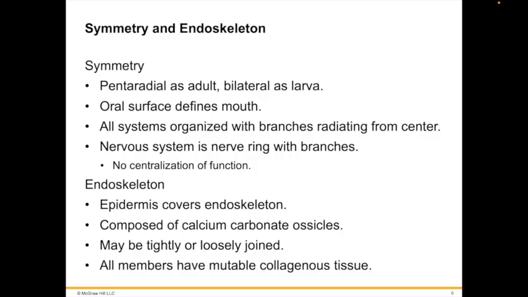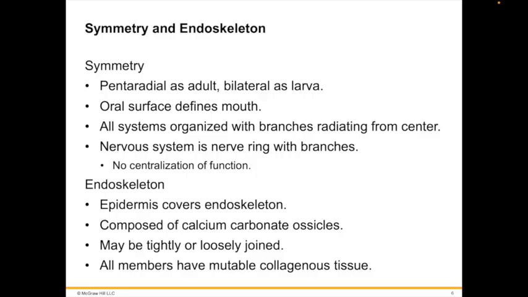All systems of the adult echinoderm are organized with branches radiating from the center. For example, the nervous system consists of a central nerve ring from which branches arise. Although the animals are capable of complex behavior patterns, there is no centralization of function. In many echinoderms, the mouth faces the substratum, or faces downward, although in sea cucumbers the animal's axis is horizontal, so the animal crawls with its mouth foremost. And in crinoids, the sea lilies or feather stars, the oral surface is located opposite to the substrate.